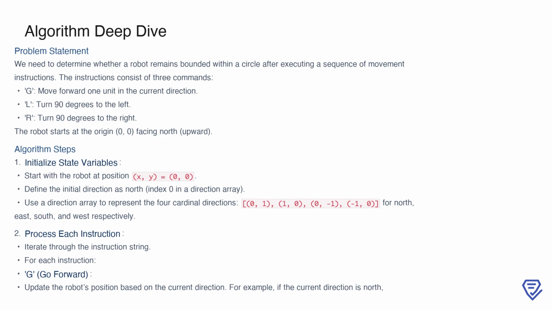To simulate this behavior, we initialize the robot's position at 0, 0, and its direction is north. We'll use a direction array to represent the 4 cardinal directions, north, east, south, and west, as unit vectors. This setup allows us to track changes in position and direction efficiently. The next step is to iterate through the instruction string, processing each command to update the robot's state accordingly.